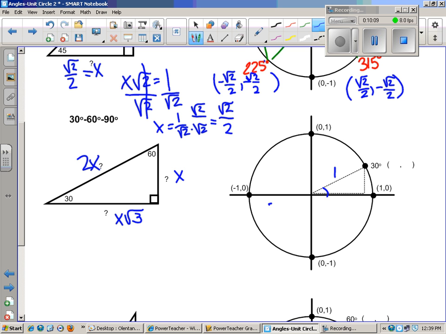Okay, so we know that 2x should be my hypotenuse. In this case, my hypotenuse is 1. So I still want to know what x is. So what's x? How would I find it? All right, divide by 2. So those cancel, and I get x is equal to 1/2. So x is 1/2. And now that I know x is 1/2, I can plug it in. So the side across from 60 is 1/2 square root of 3.